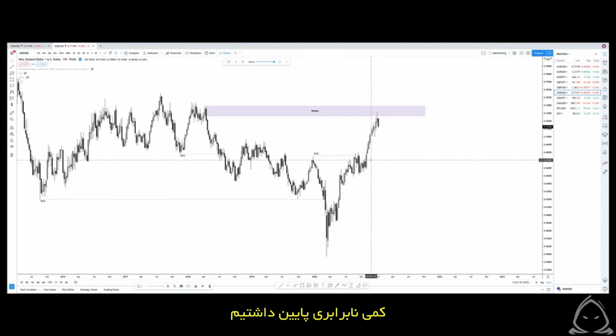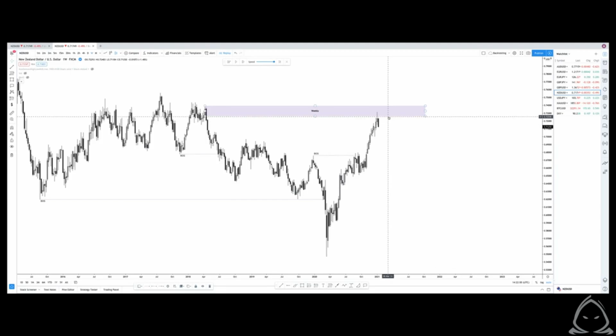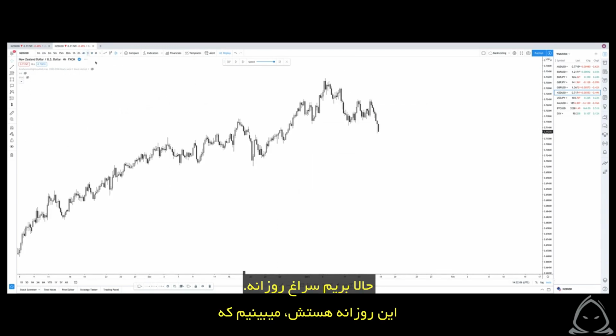We left some imbalance below, so potentially a short to this region here is definitely on the cards, could be very possible now that we've filled this imbalance here. But my overall idea is potentially a long, which I will go through. So then drop into the daily quickly.